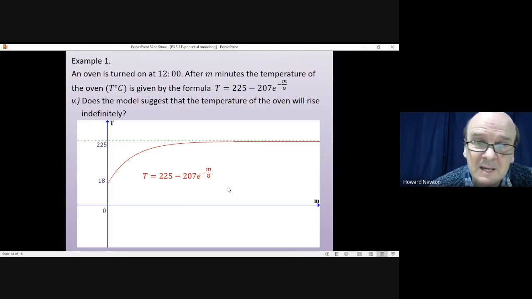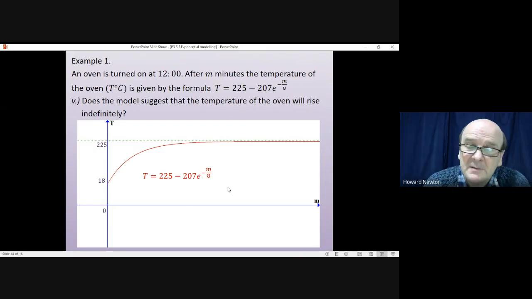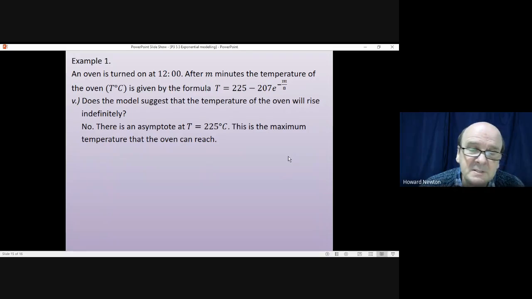Now, the last question asks us, does the model suggest that the temperature of the oven will just keep on rising indefinitely if it's turned on forever? Well, the answer to that question is no. And it's the asymptote that tells us that. The temperature does keep on going up and up and up, but the rate of increase gets smaller and smaller and smaller. And it never actually reaches 225 degrees, but it does get closer and closer to it. So the answer is no, because there is an asymptote at T equals 225 degrees centigrade. This is the maximum temperature that the oven can reach.